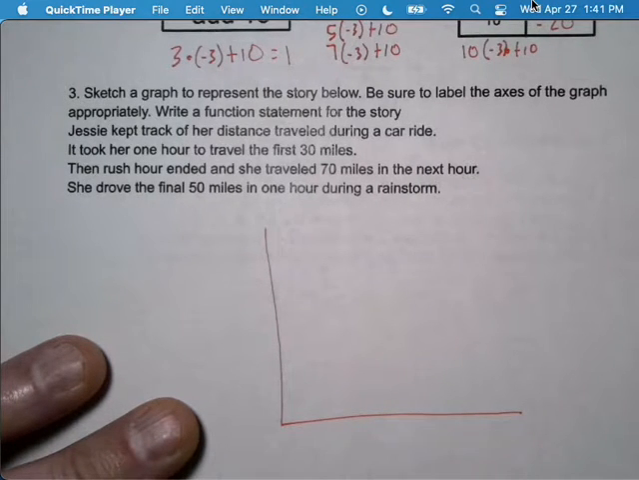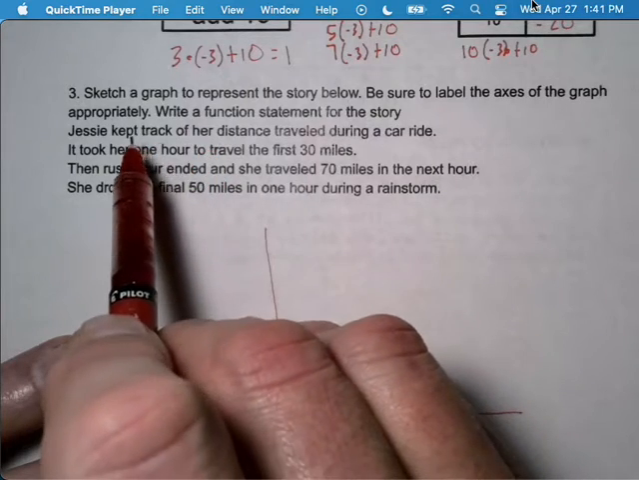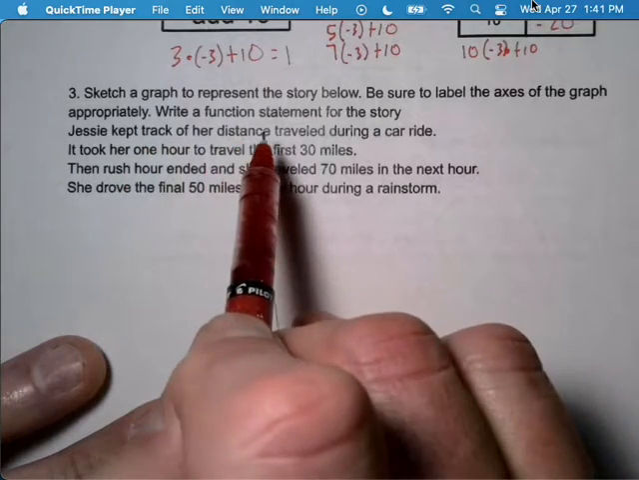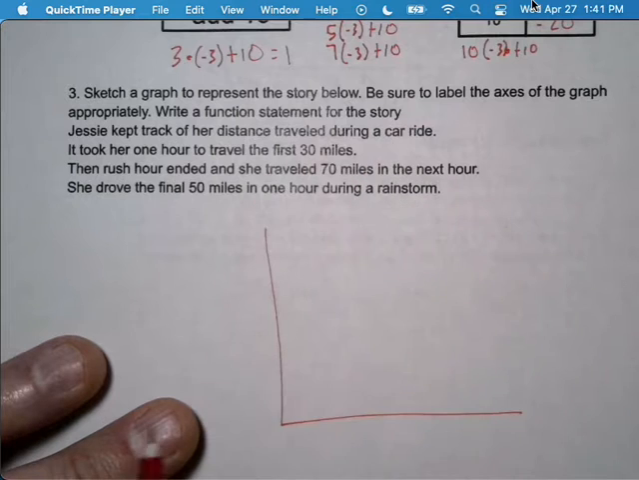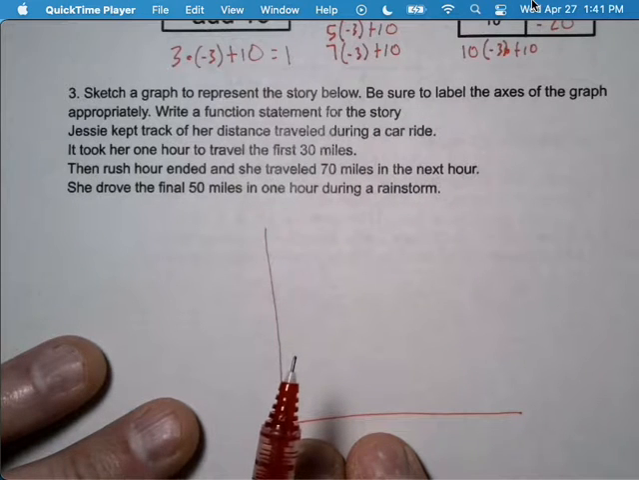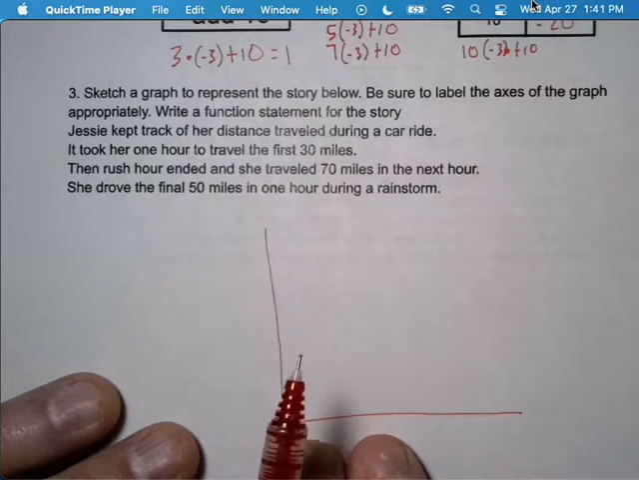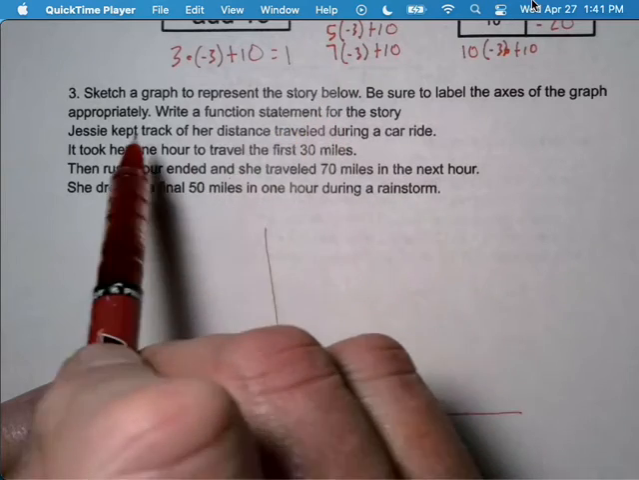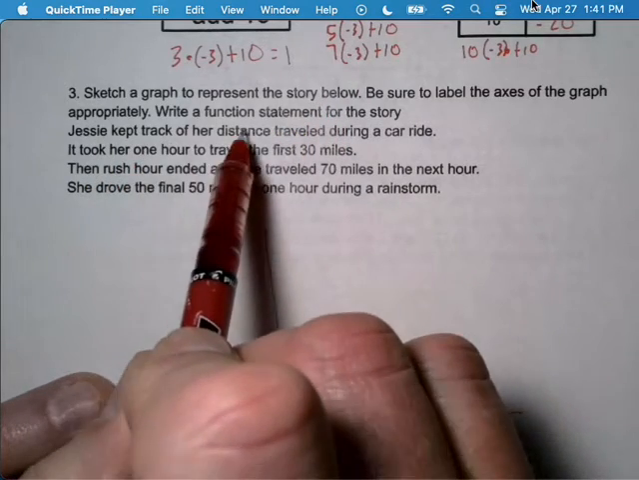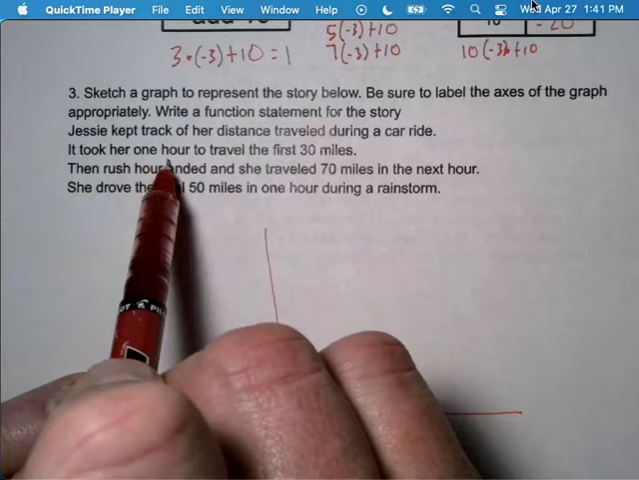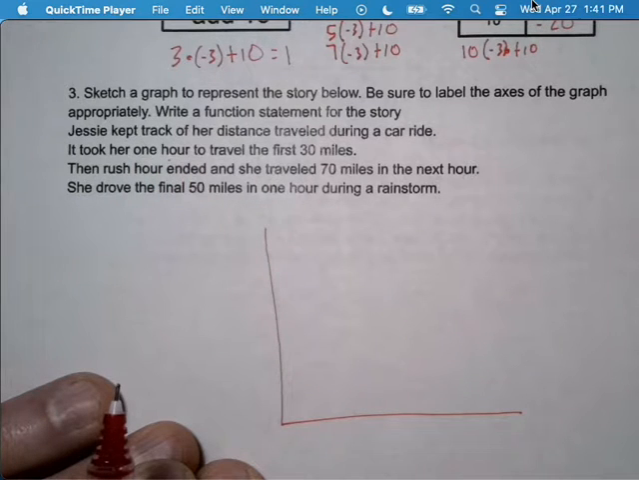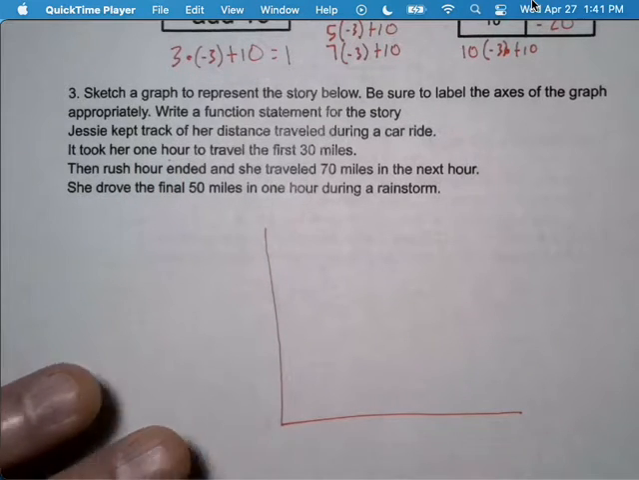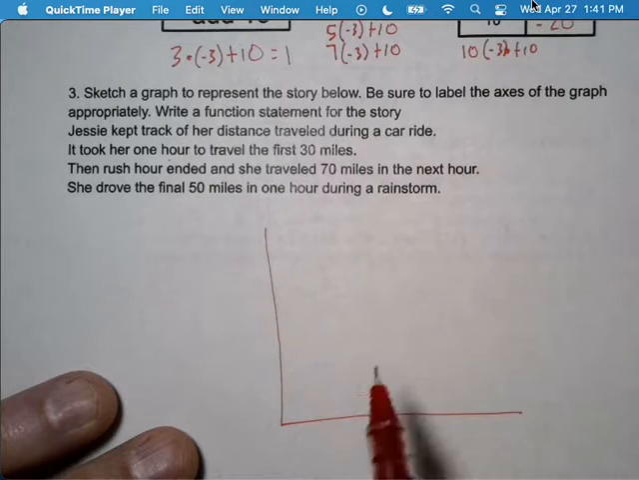And it says Jessie kept track of her distance traveled during a car ride. Okay, so distance traveled, and then what's our other variable gonna be? So we've got distance, and we've got, it took her 1 hour to travel the first 30 miles. How are we gonna graph that? Which is gonna go on the X, which is gonna go on the Y?